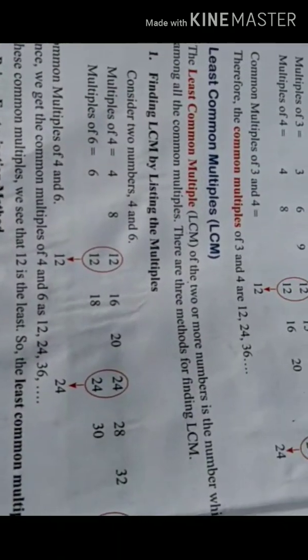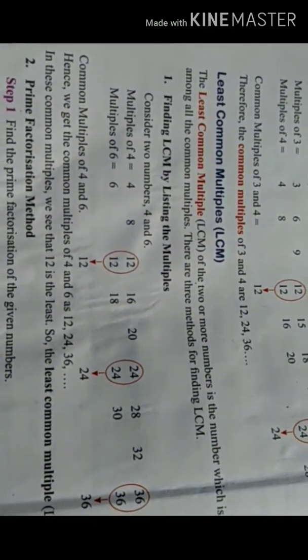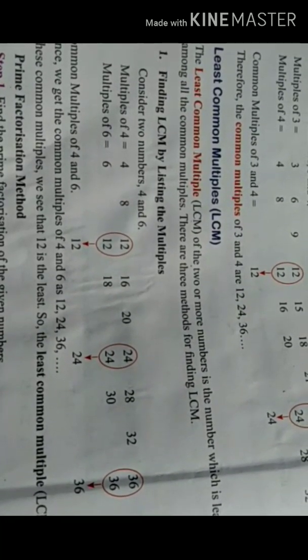Suppose you are asked to find the LCM of 4 and 6. First of all, what will you do? You will write multiples of 4: 4, 8, 12, 16, 20, 24, 28, 32, 36, 40. Then write multiples of the other number, 6: 6, 12, 18, 24, 30, 36, 42 and so on. Then circle the common multiples. You have circled 12, 24, 36.